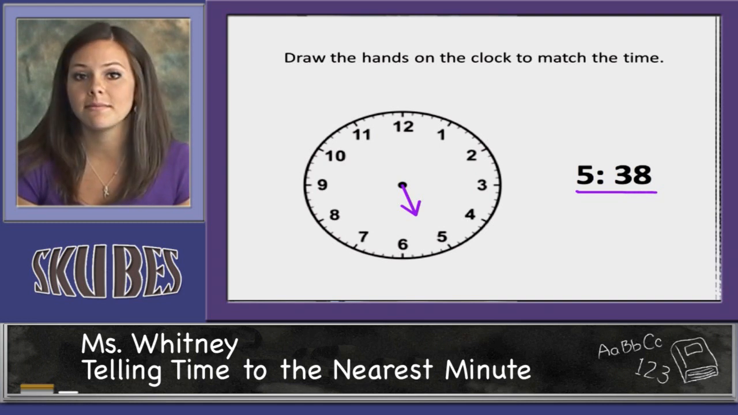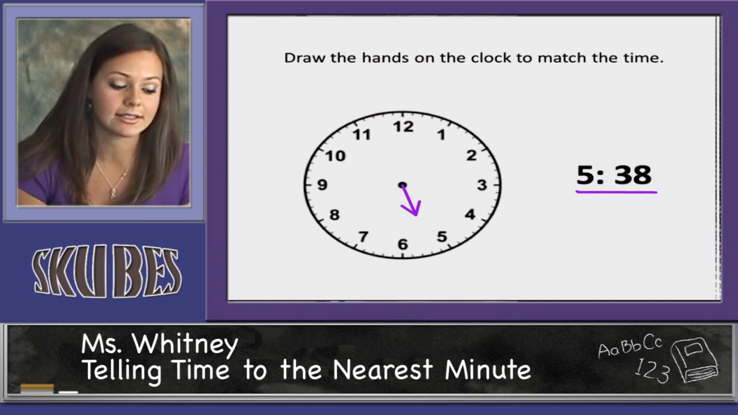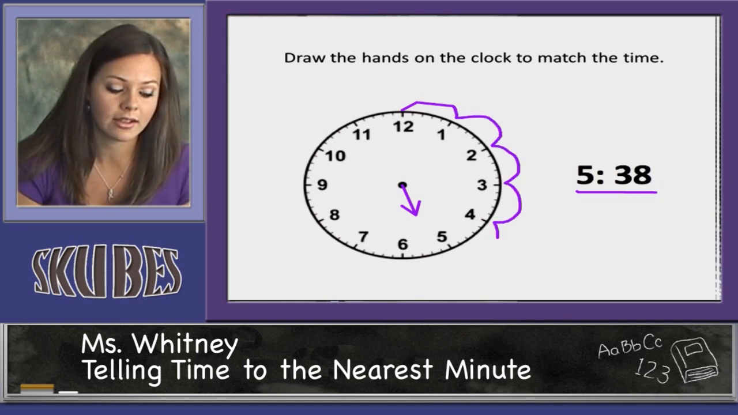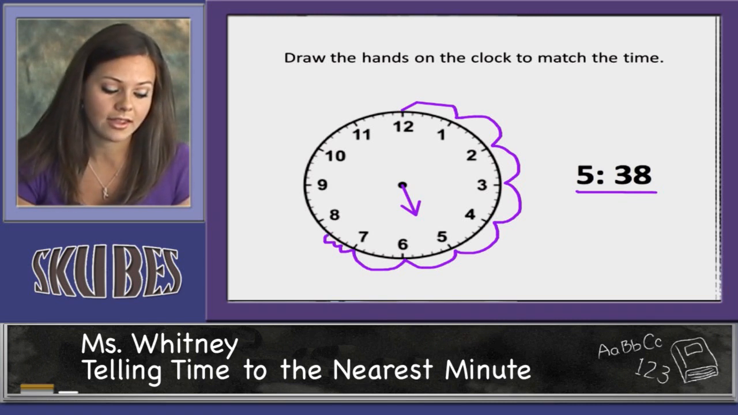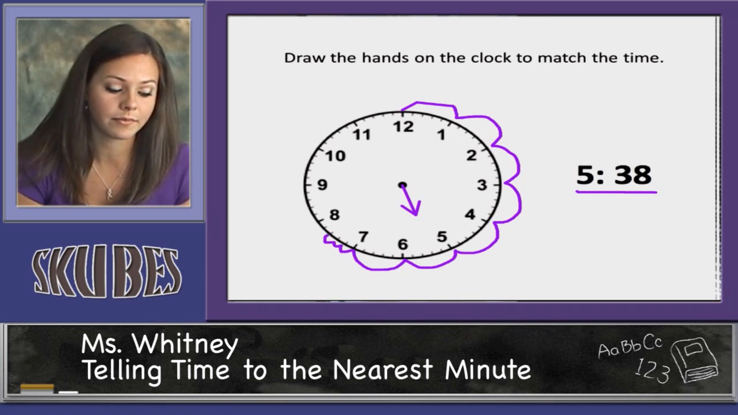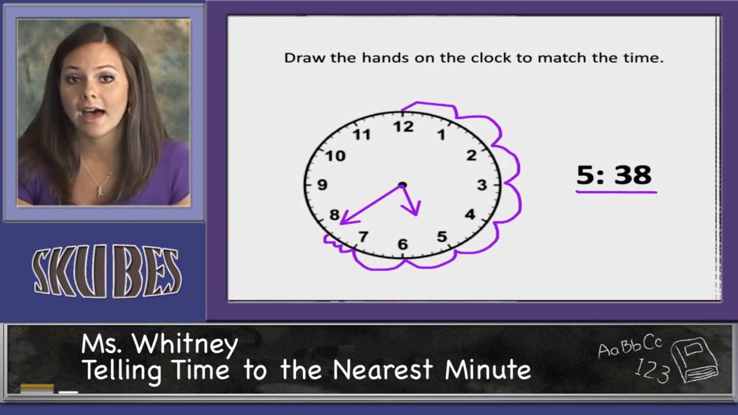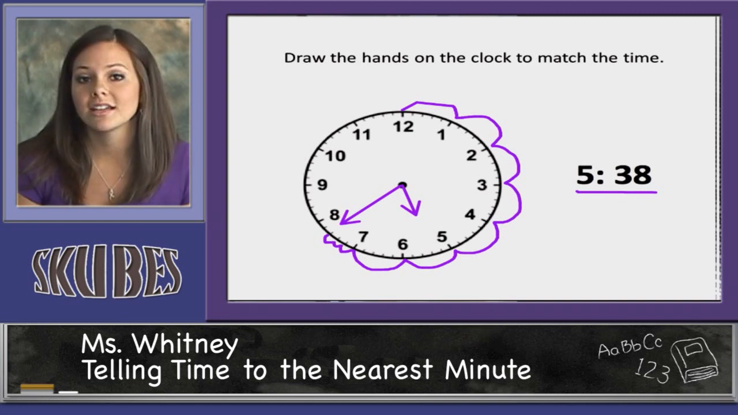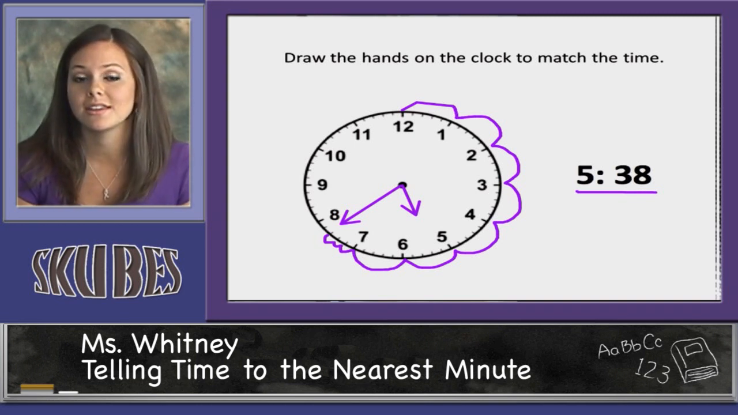And now let's determine the minutes. We have to go to 38. 5, 10, 15, 20, 25, 30, 35, 36, 37, 38. And we'll draw our arrow. Our minute hand is longer. So this clock reads 5:38. And this concludes our lesson on telling time to the nearest minute.